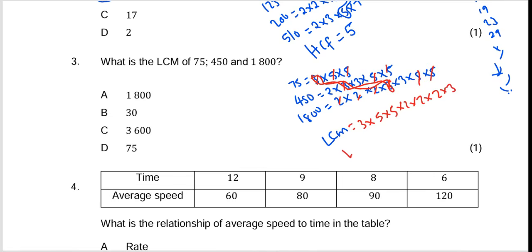And then our LCM, you're going to multiply everything. Our LCM is going to be 1800. And then the answer option is what? The answer is option A.